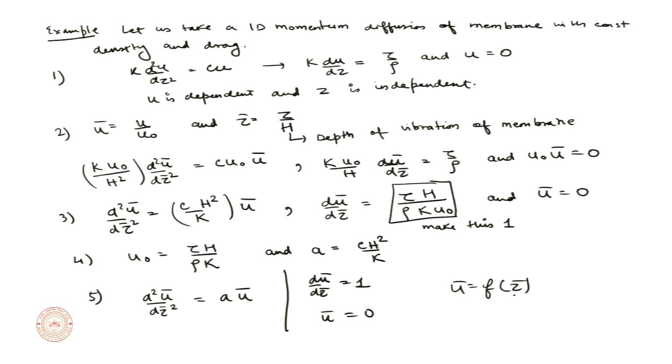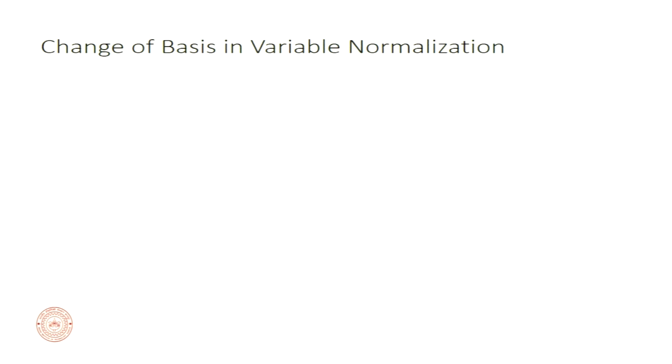Once we have solved for this, we can then replace u bar, which is u by u naught. What is u naught? U naught is tau h by rho k into f of z bar, where z bar is z over h. So, as simple as that. Okay. So, we can get back our original u. Okay. So, this is the entire process of dimensionalizing an equation.